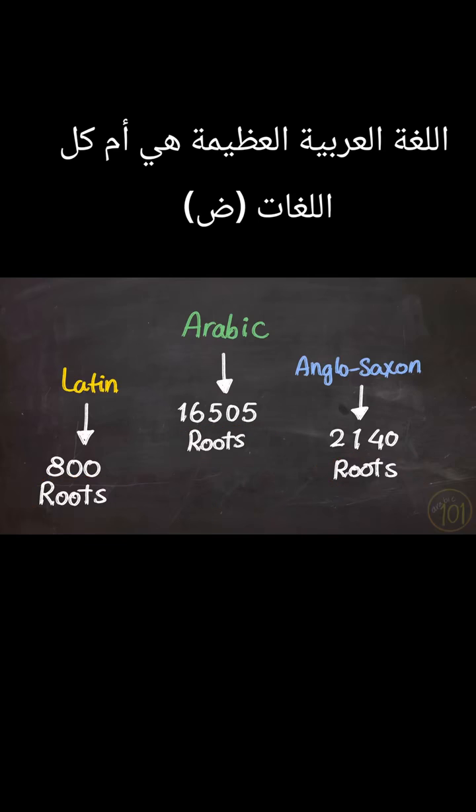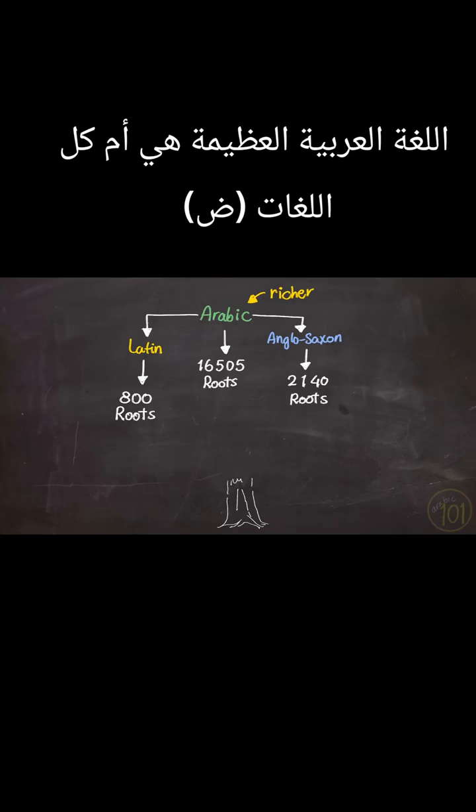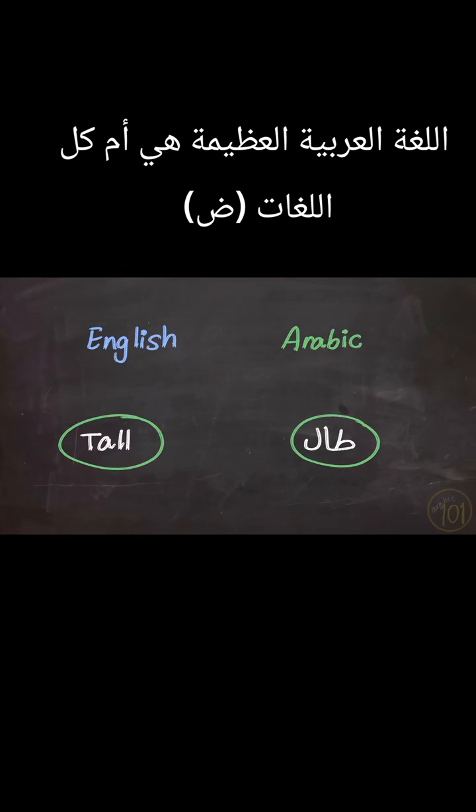And so, the straightforward answer would then be that the richer language would then be the origin, the donor, while the poorer language would be the branch. That's why the branch of a tree can never be thicker than the trunk itself. So, a quick comparison between the word tala and tall, which are similar in meaning and sound. Tall can be derived into taller, tallest, and that's it.